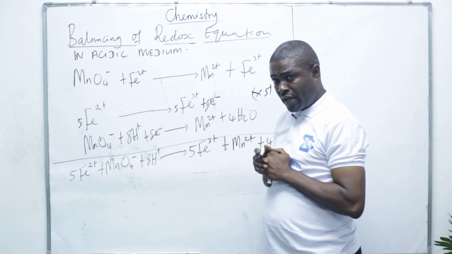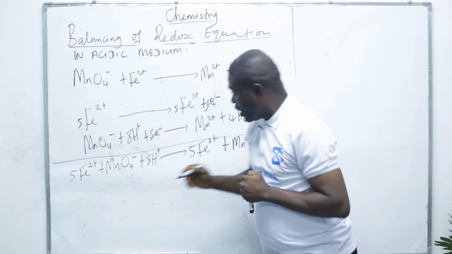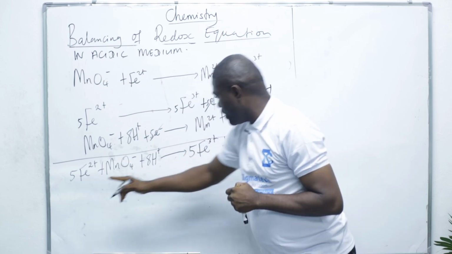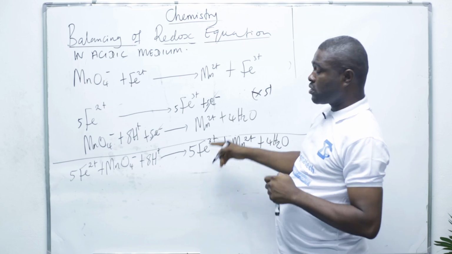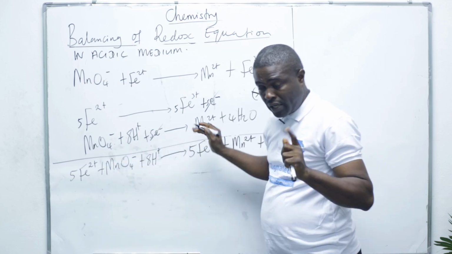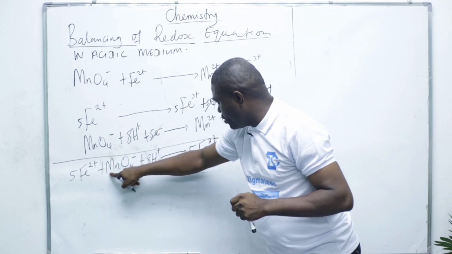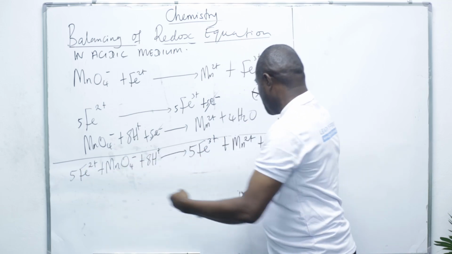Now let's move in terms of atoms. In terms of atoms, I have 5 atoms of iron here. Let me move to the right hand side. 5 atoms of iron. Forget about their charges for now. Manganese, I have only 1 here at my left hand side.